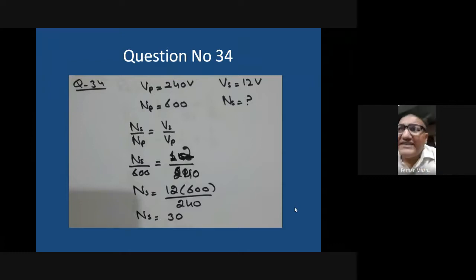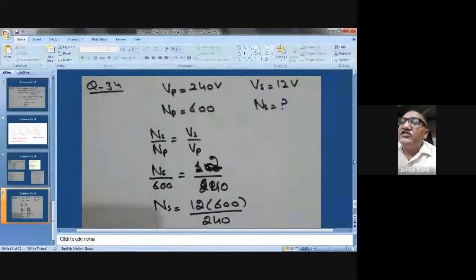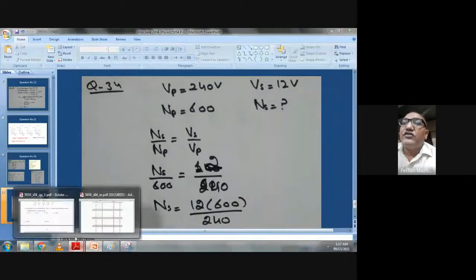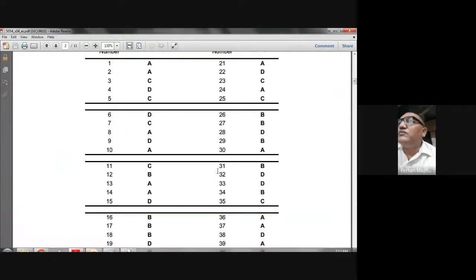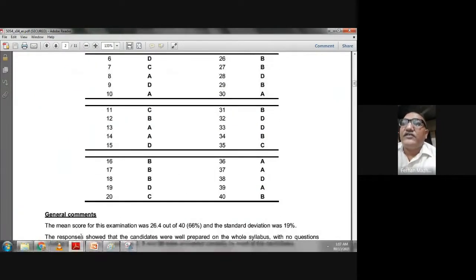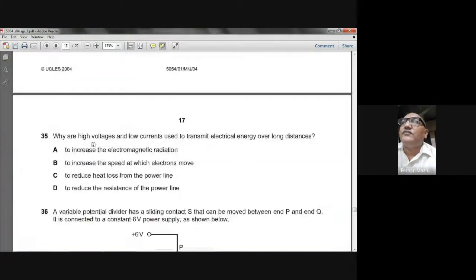So the number of turns in the secondary of a step down transformer will be 30. So let's check what's the option. There will be 30 turns in the secondary. So we think B is the right option. Question number 34, B is the right option, sir. So let's move to the next question.